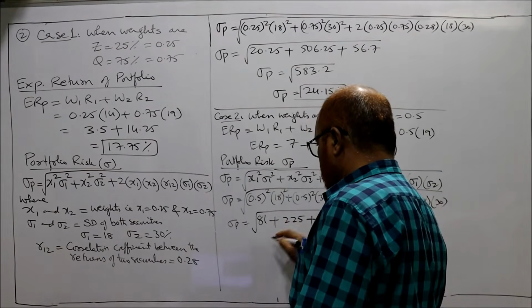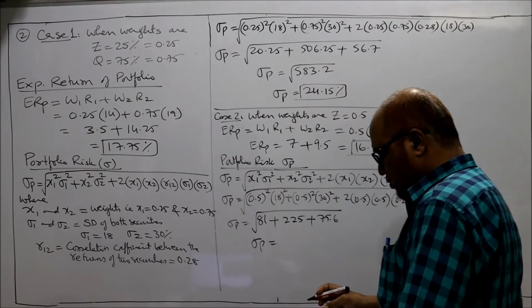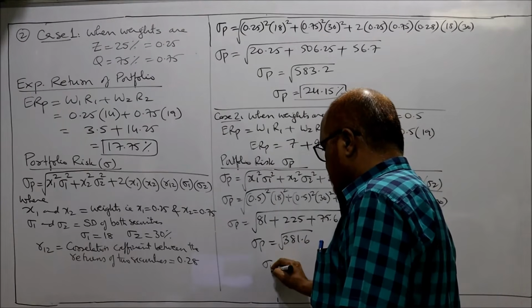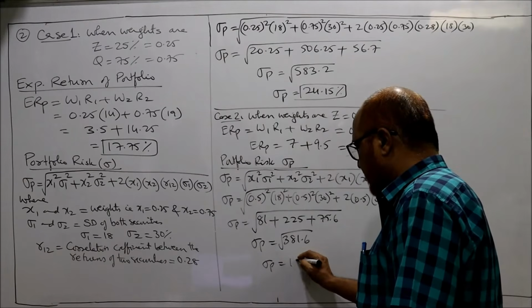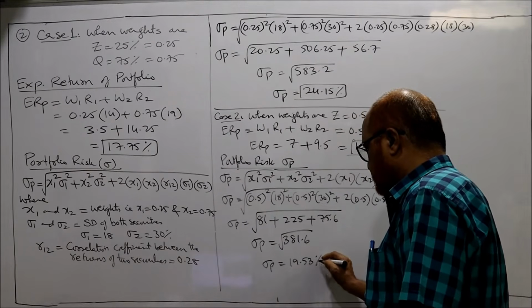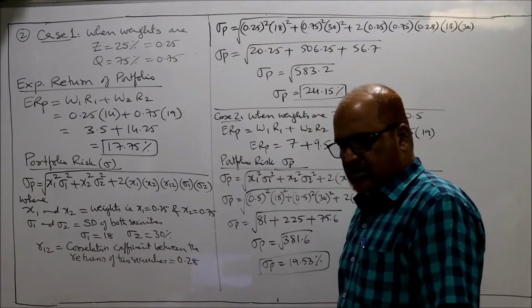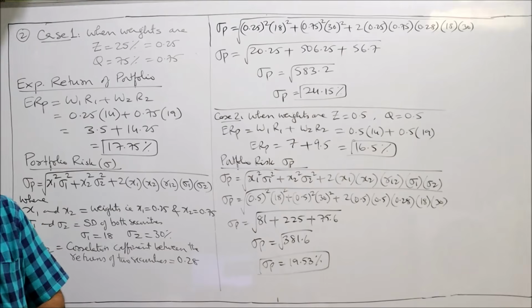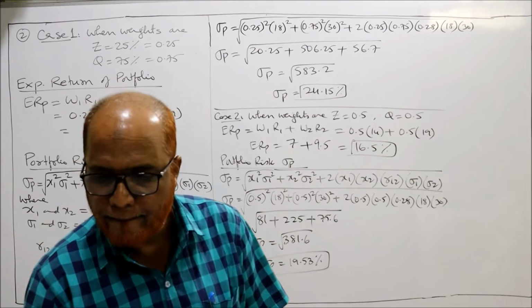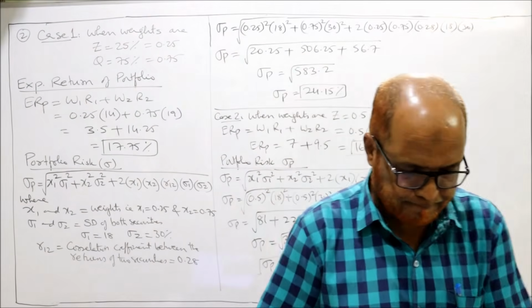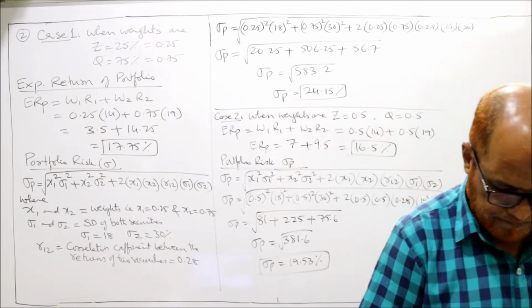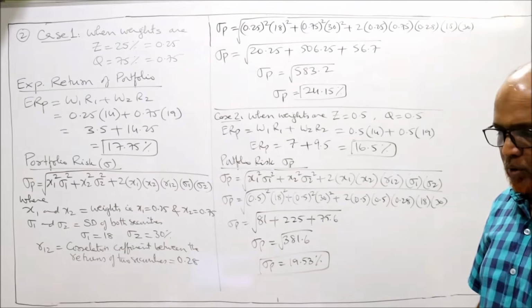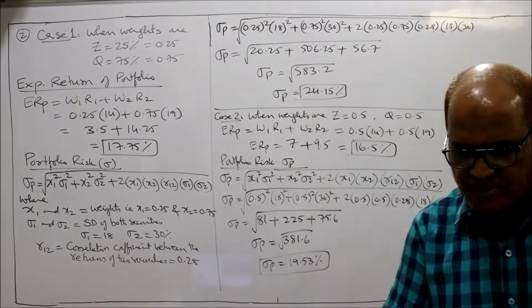Now put it under root. So sigma P is equal to 381.6 under root. So sigma P is equal to, you are going to get 19.53%. That's it. So this is problem number 2. So 2 problems we have completed on calculating the portfolio return and portfolio risk.